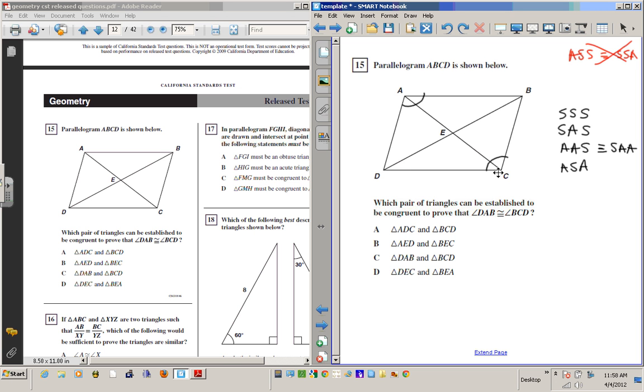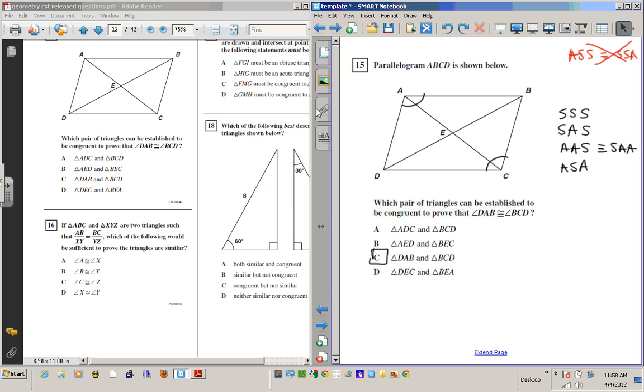So angle ADC, no, that's not what I want. Angle AED, no, that's not what I want. I want this big one right here and this big one right here: DAB and BCD. Voila, that's what I want. If these two triangles are congruent, then I know that these two angles are congruent. So for number 15, your answer is C. There you have it. All right, let's move along to number 16.